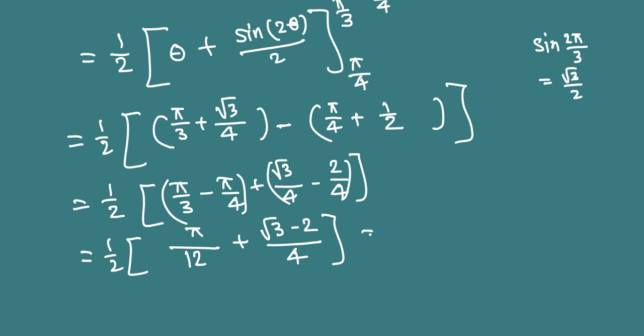Okay, this is the final answer, or you multiply from outside, so pi over 2 times 12, 24, plus root 3 minus 2 over 8. You don't have to go for a decimal answer, this is it.